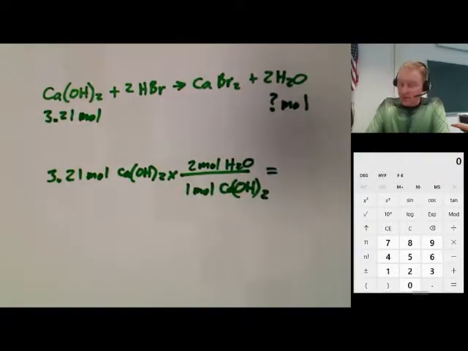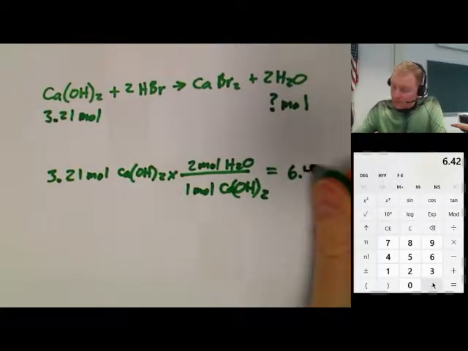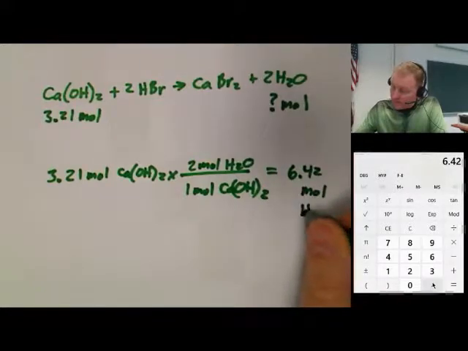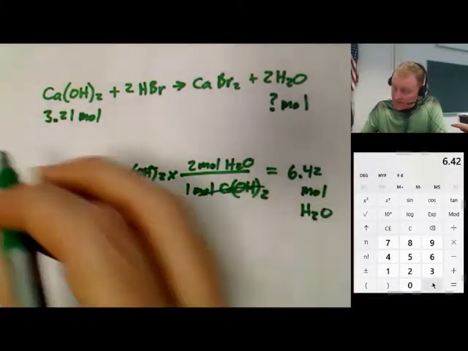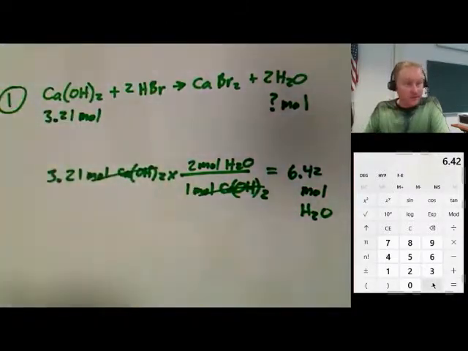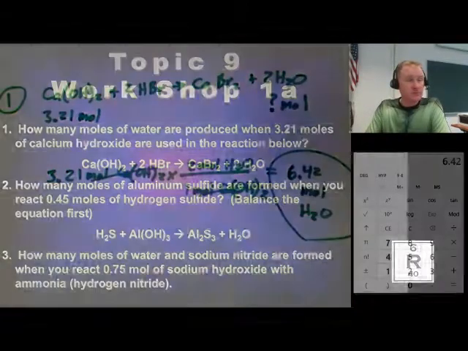So to solve this, we're going to take 3.21 times 2 equals 6.42 moles of H2O. Calcium hydroxide cancels with calcium hydroxide. This is number 1, by the way. Okay, so that is what I got for number 1. Let's try number 2.